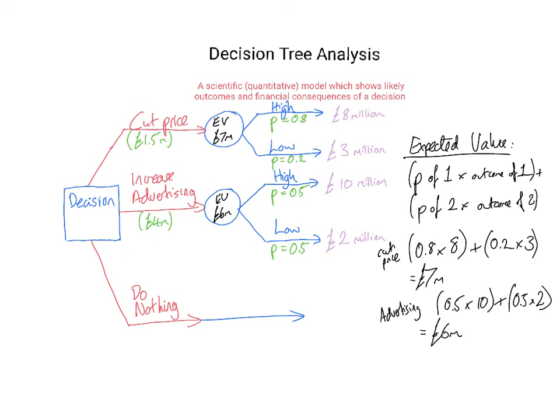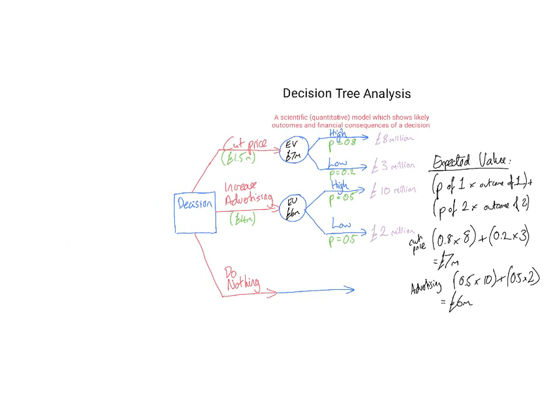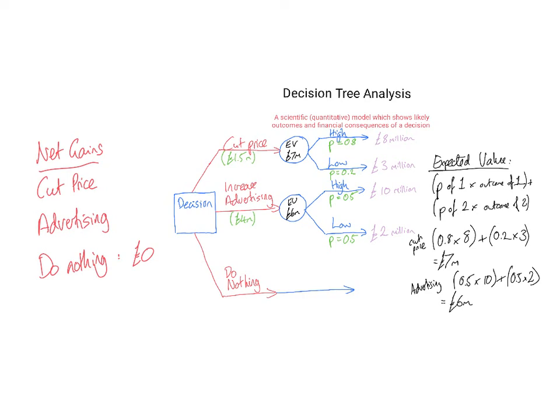Now I have all of the information that I need to be able to calculate which outcome is the most preferable in purely financial terms. So if we squidge this down a little bit, we have got the overall net gain. That's what we calculate at the end of this. So we've got net gains of cutting the price, of the advertising, and of doing nothing. Now the net gain of doing nothing is obviously 0. In this case, it doesn't change anything.